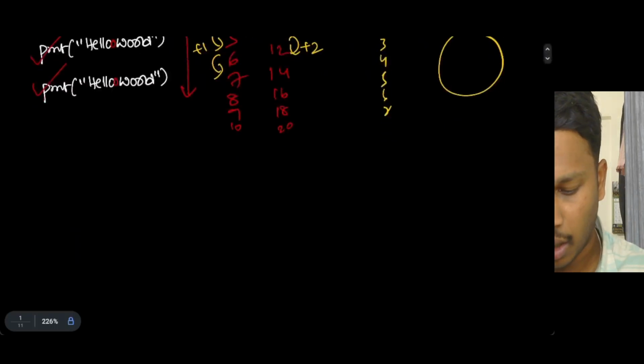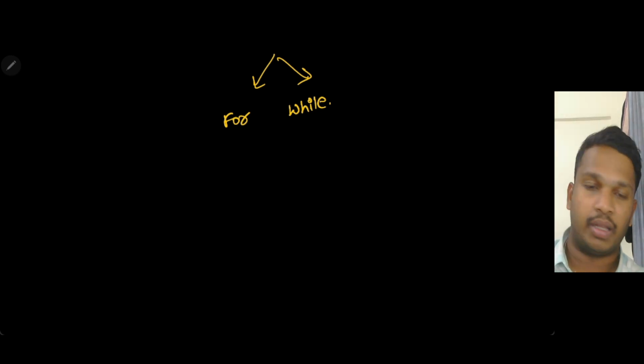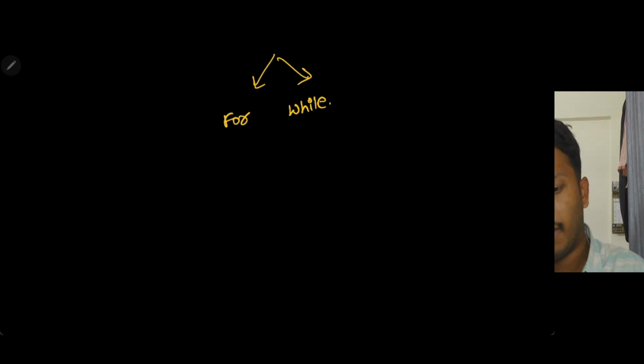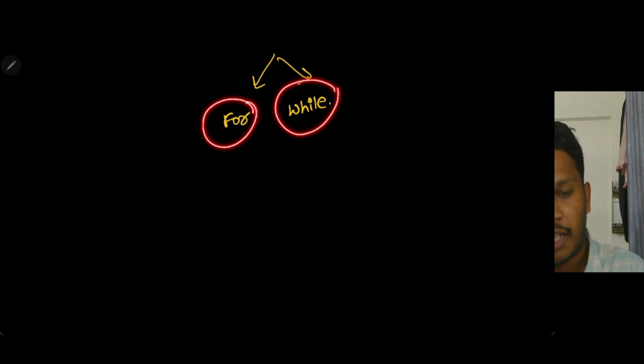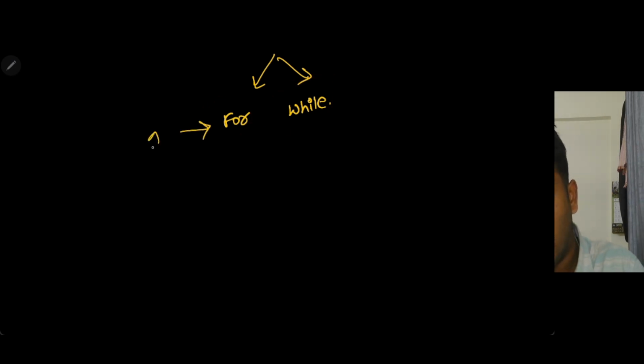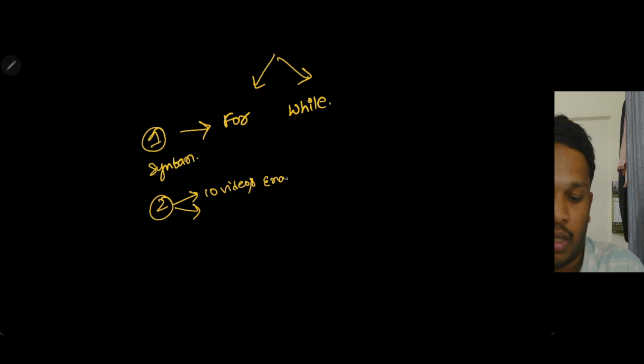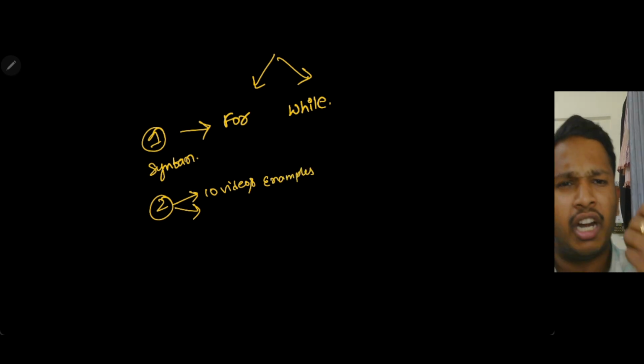Basically, in Python, we have two types of loops. One is the for loop and one is the while loop. First I will explain the syntax of the for loop. Next I will explain it with 10 videos, 10 examples. So 10 different problems I will cover.